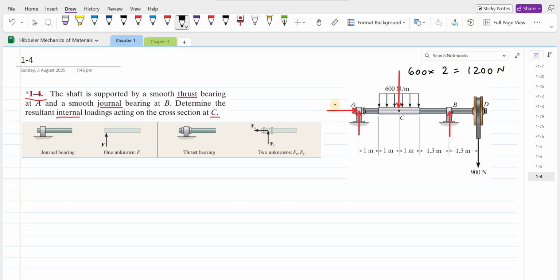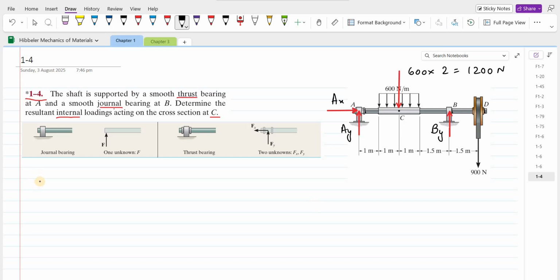Let's also label these support reactions. So this right here is AX, this is AY, and this is BY. So this is our free body diagram. Now we have to apply the equations of equilibrium to determine these support reactions.